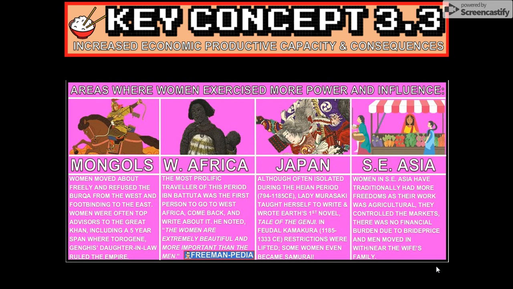In Japan, you have the Tale of Genji, which was the first novel written by a woman. We watched that whole video on the Heian period, where women are writing all the history and doing all the literature. But particularly important, and what you need to take out of this and carry forward, is that in Southeast Asia, women have more freedom as they're working in agriculture.